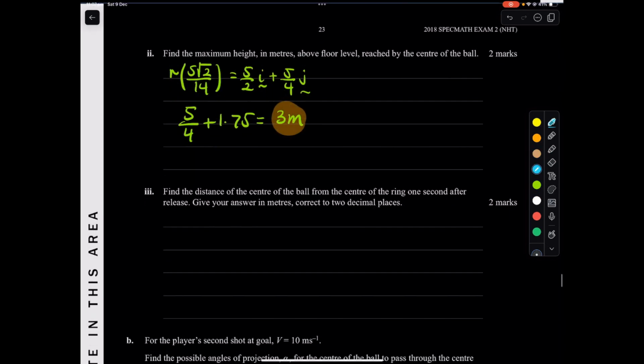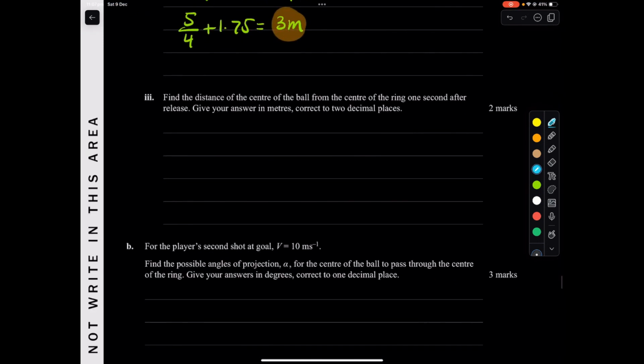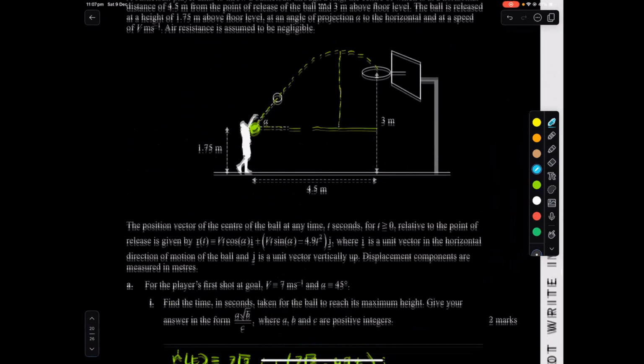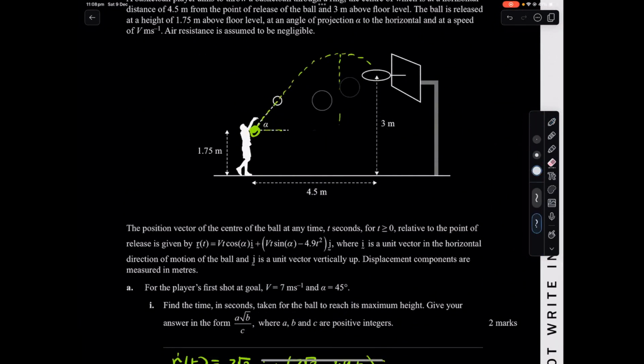Next question. Find the distance of the center of the ball from the center of the ring 1 second after the release. Give your answer in meters. So, okay, let's have a look at this. You know how the path is going. Let's say it starts over here and this now is 1 second. So the ball is actually over here now. And this is the center of the ring over here. And we want to calculate this straight line distance.